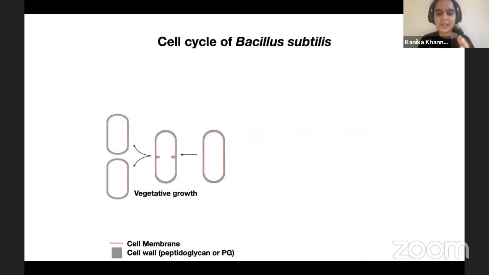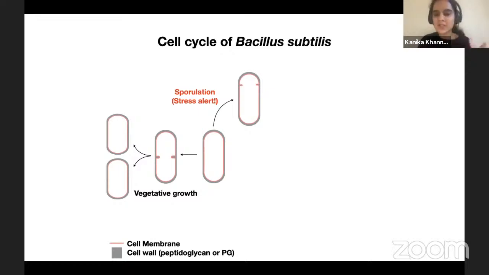This is really nice, so Bacillus subtilis can divide into two daughter cells. But what is special about this bacteria, and why we are interested in studying Bacillus subtilis in our lab, is that it has another pathway which is called sporulation. And this pathway is initiated when the conditions in the environment are deprived of nutrients, so under stress conditions.